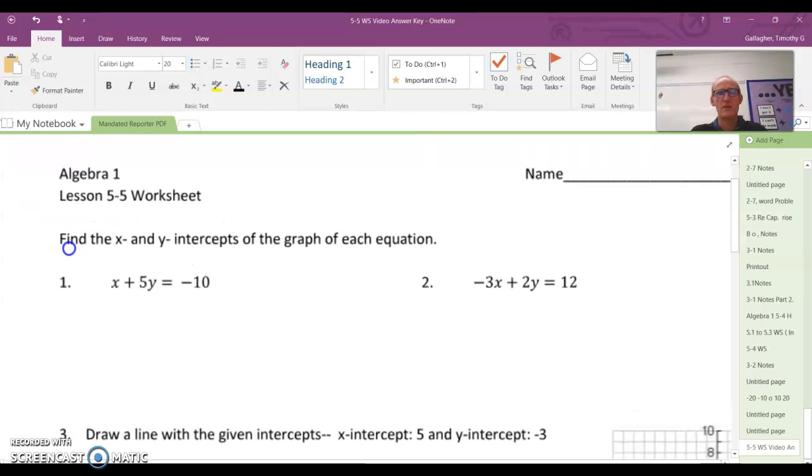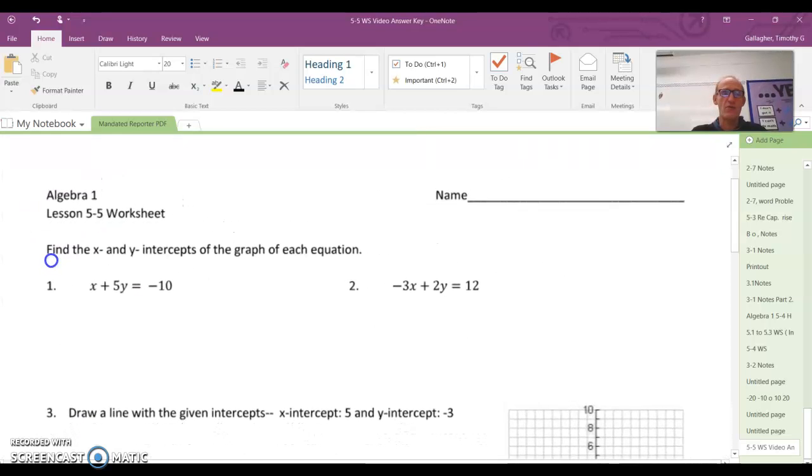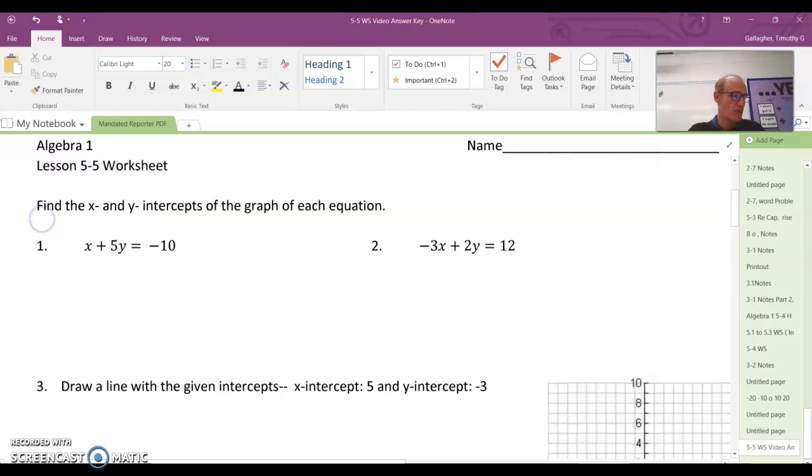Good morning, everybody. This is the Homework 5-5 worksheet answer key. The first question says find the x and y intercepts of the graph.